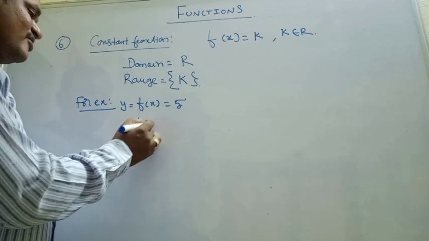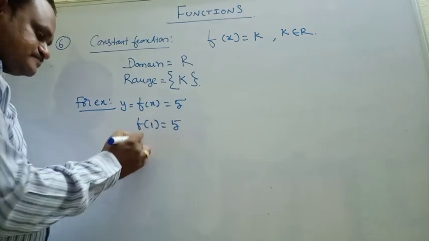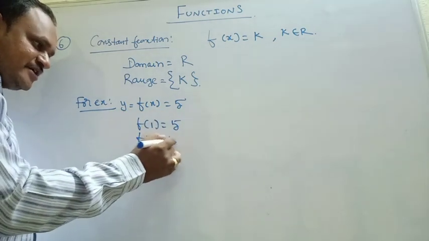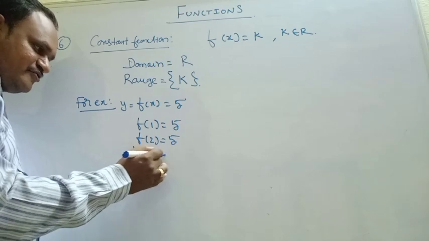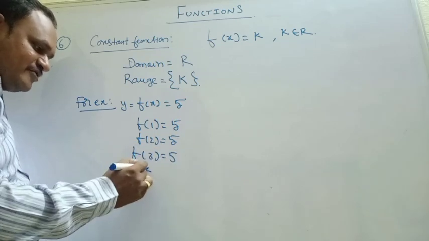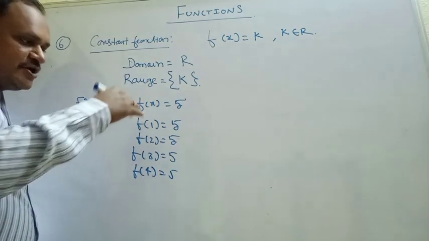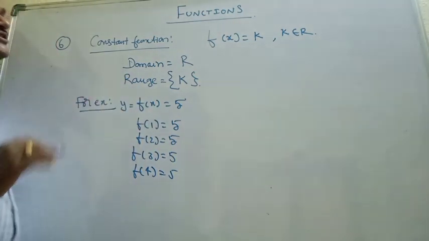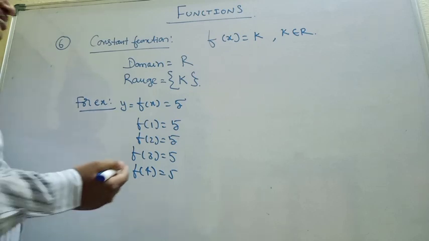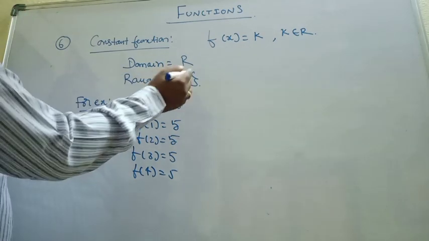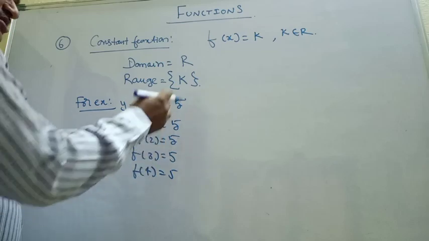If you take f of 1, that is 5 only. F of 2, that is 5 only. F of 3, that will be 5 only. F of 4, that is 5 only. Any input value you give, you are going to get the output value as 5 itself, right, my dear students? That's why the range here is nothing but 5 only.